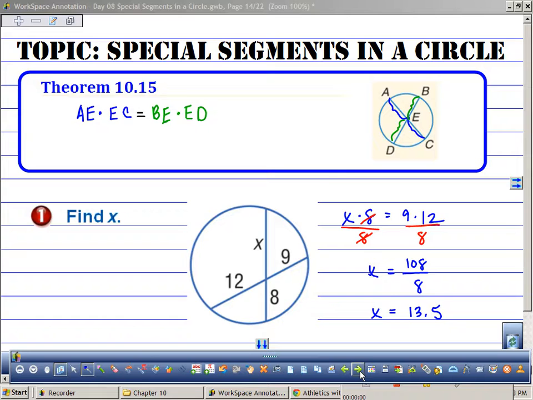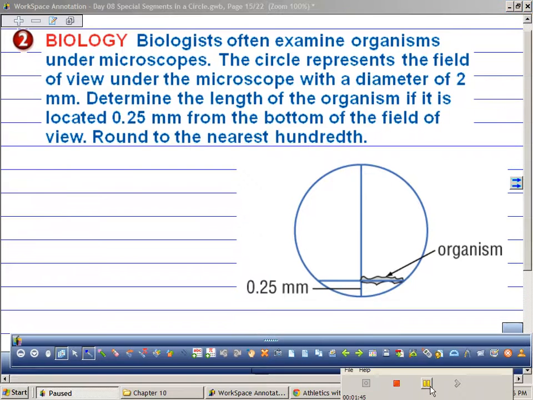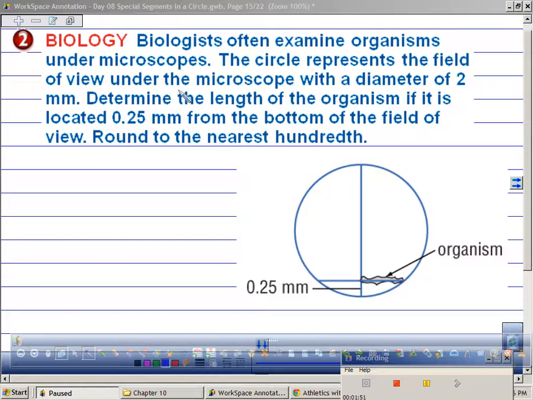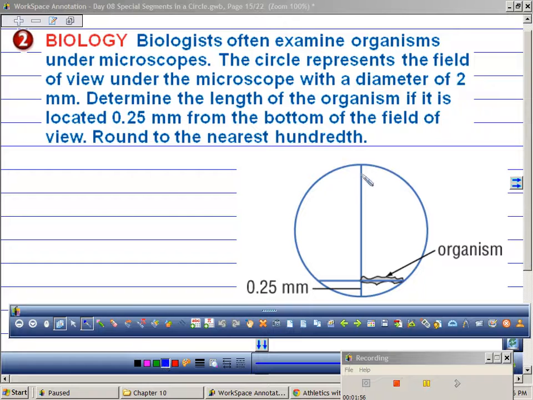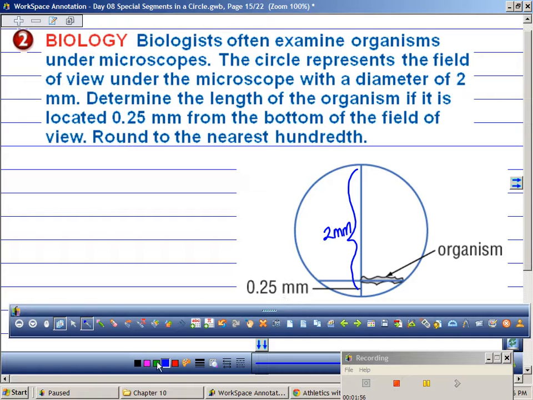May I go? Okay, why don't you draw this picture? So this says, biologists often examine organisms under microscopes. The circle represents the field of view under the microscope with a diameter of 2 millimeters. Write that in there. Determine the length of the organism if it is located 0.25 millimeters from the bottom of the field of view, round to the nearest hundredth.